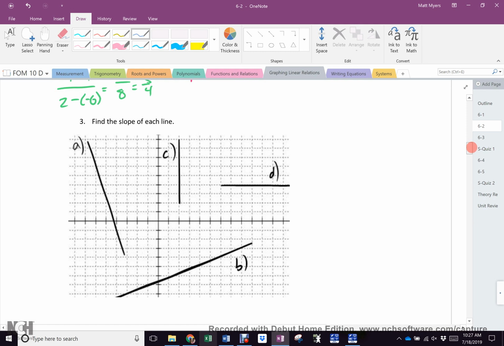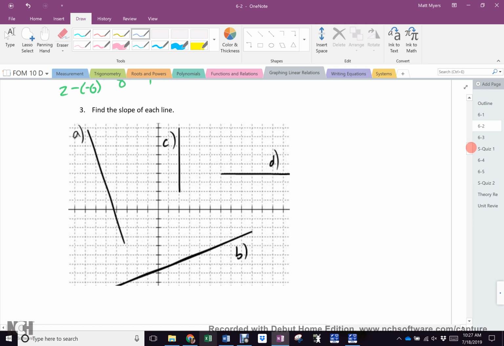So let's look here. Are these graphed? So how should we find the slope? I lied. There is an easier math than adding. Counting. How will we find these slopes? We'll count.